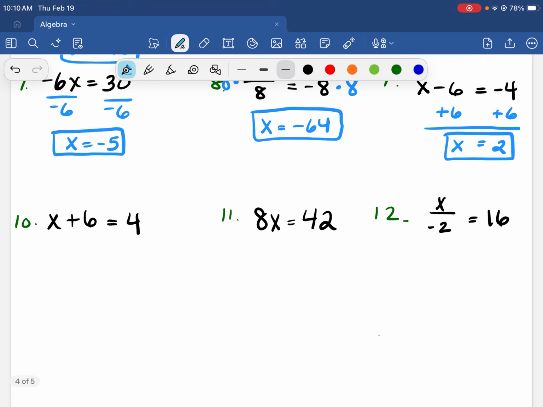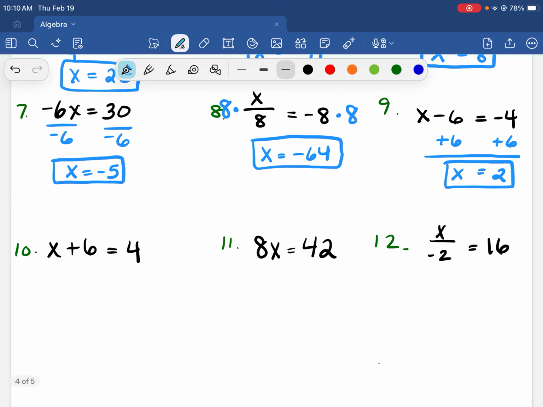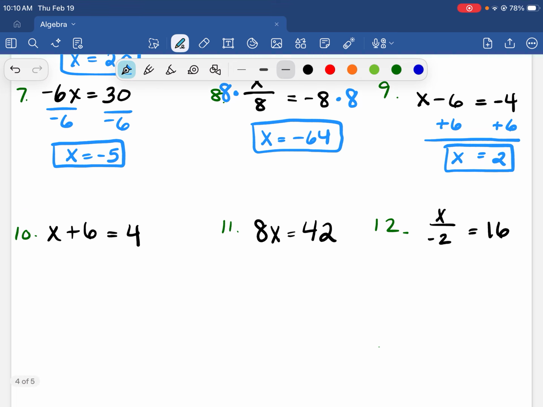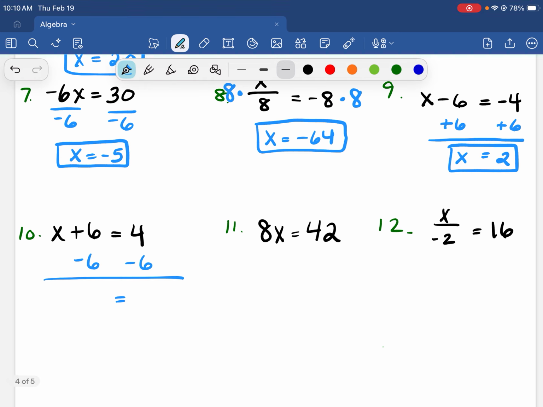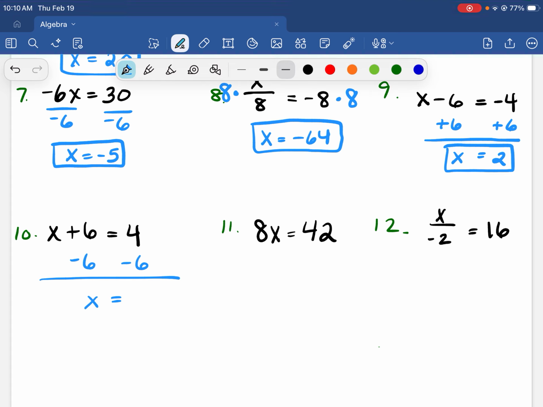Now we have x plus 6 equals positive 4. So pretty similar to number 9, but different nonetheless. The opposite of plus 6 or adding 6 is minus 6 or negative 6. 6 minus 6 is 0. X plus 0 is really just x. 4 minus 6. This time it's negative 2. We have positive 4 and negative 6. Different signs means we want to treat them like subtraction. 6 minus 4 is 2. Well, negative 6 is a greater absolute value, so we're going to take that sign, negative.